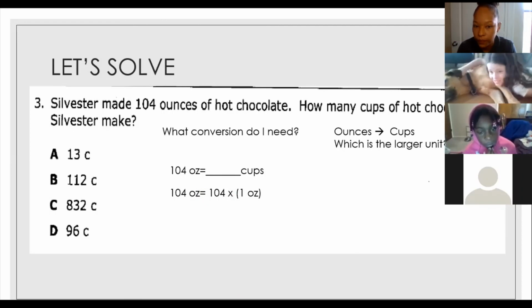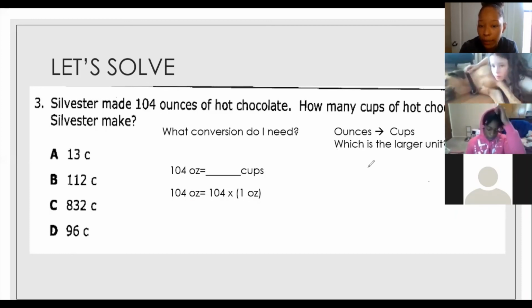Well, we already did the partial product. We did the partial product right here. So I already have that set up. What can I now do? I can't multiply yet because I still have ounces. Convert. What am I converting this to again? Cups.